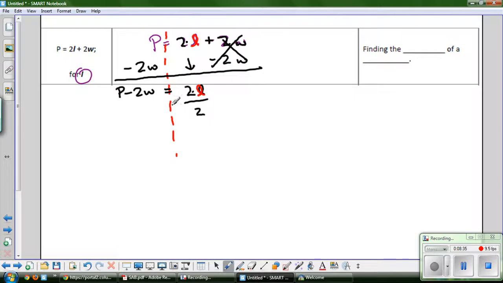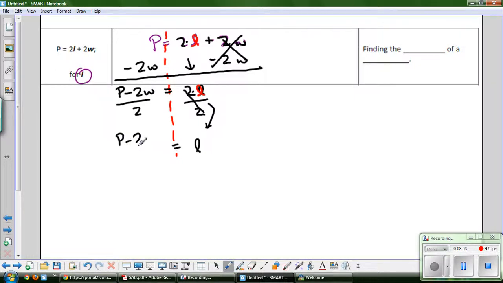So the L is now finally by itself in the equation. On the left, I have an unexecutable problem. I cannot take p minus 2w divided by 2, so we can certainly leave it as is. P minus 2w over 2.